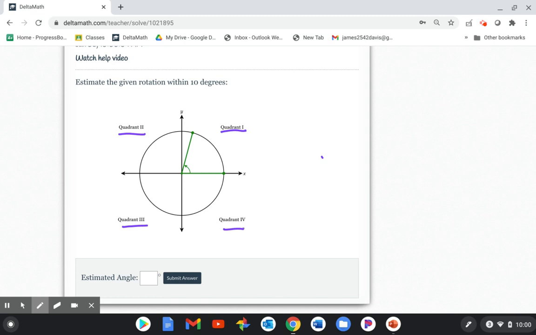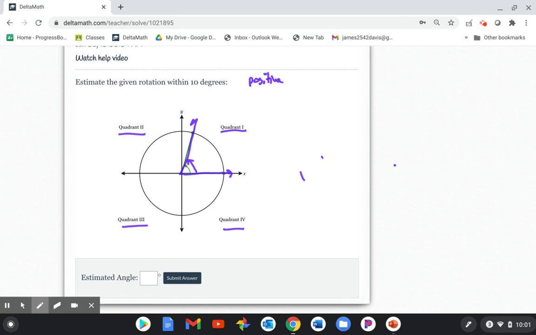All right, so what we're asked to do in this section is to estimate the given rotation within 10 degrees. So you can see here, this is our initial side, this is our terminal side. And you can see which way the angle is going here. It's going this way, which tells us it's going to be positive. Definitely positive. And so we're just supposed to estimate that. You have to get within 10 degrees. I've done a few of these. You won't always get it right, but it's okay. You don't lose points if you miss it. But you're just going to try to estimate this within 10 degrees.